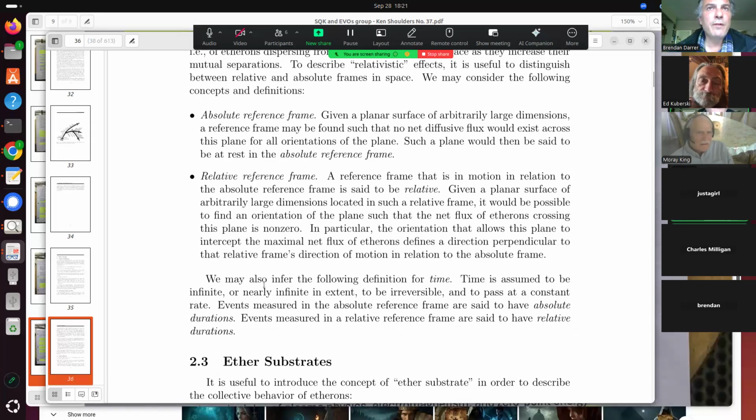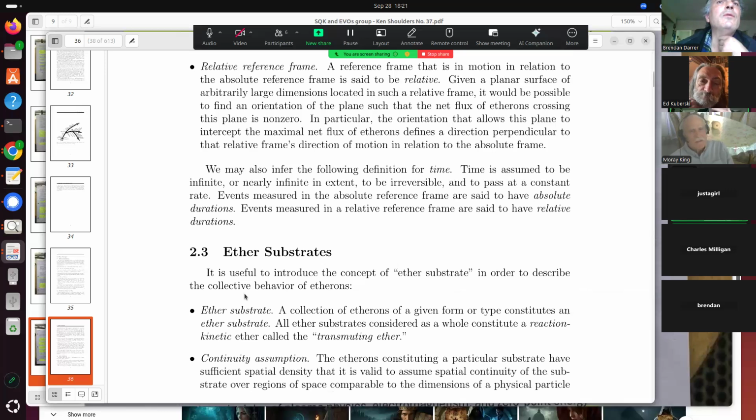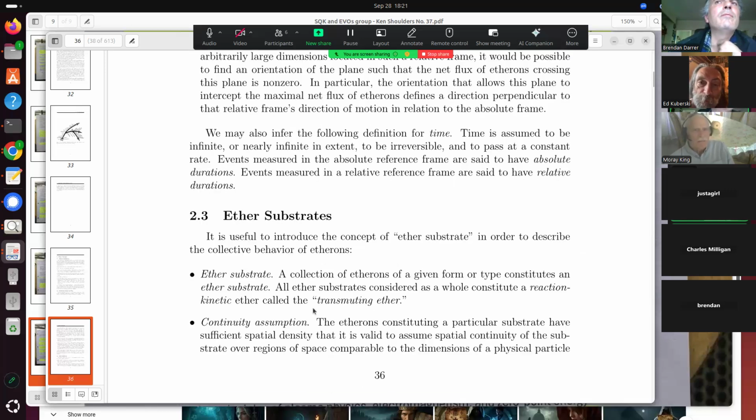We also infer the following definition of time. Time is assumed to be infinite or nearly infinite in extent, to be irreversible and to pass at a constant rate. Events measured in the absolute reference frame are said to have absolute durations. Events measured in the relative reference frame are said to have relative durations. So we seem to have one dimension of time here.